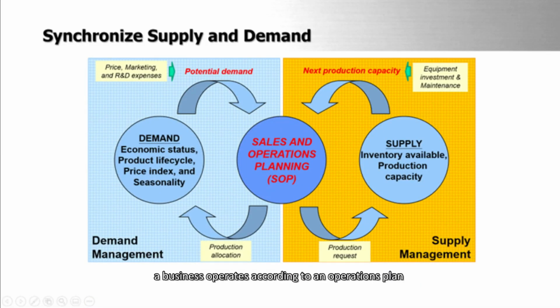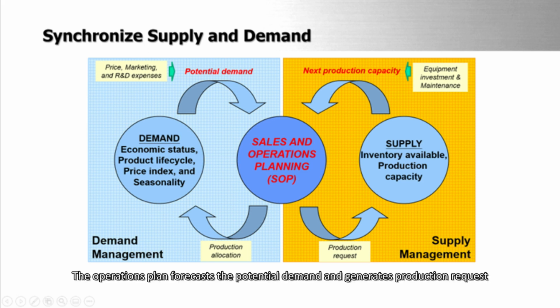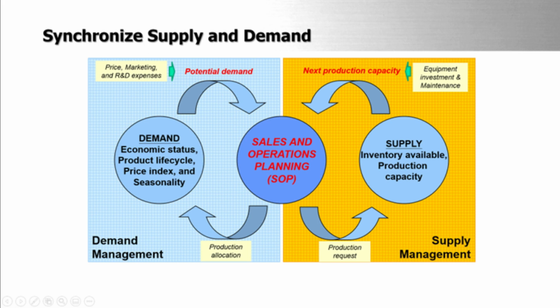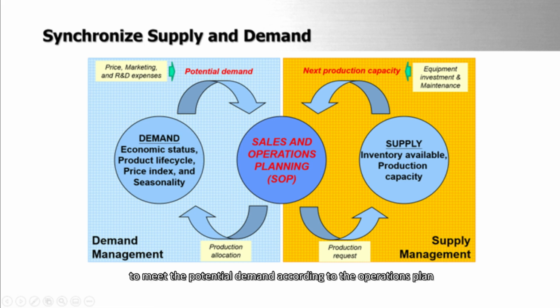A business operates according to an operations plan. The operations plan forecasts the potential demand and generates production requests. Utilizing the inventory available and the production capacity, the product is manufactured and allocated to the market to meet the potential demand according to the operations plan.